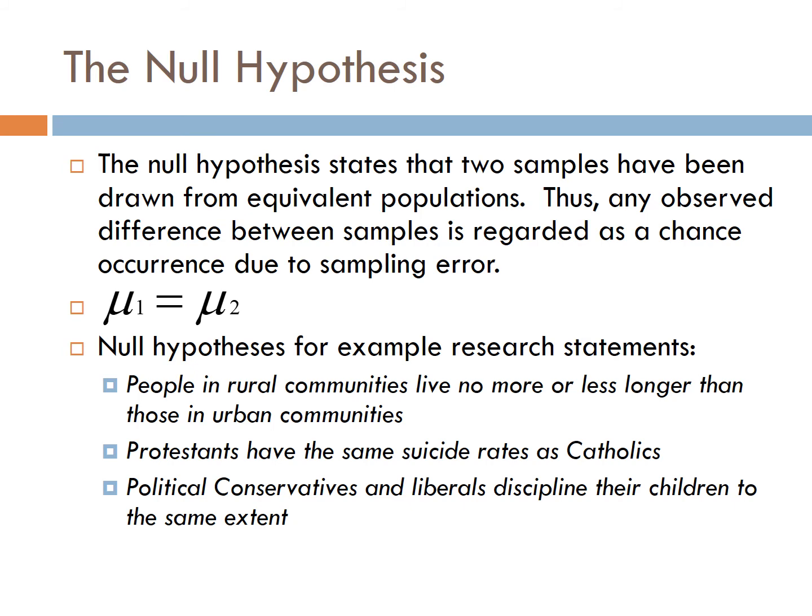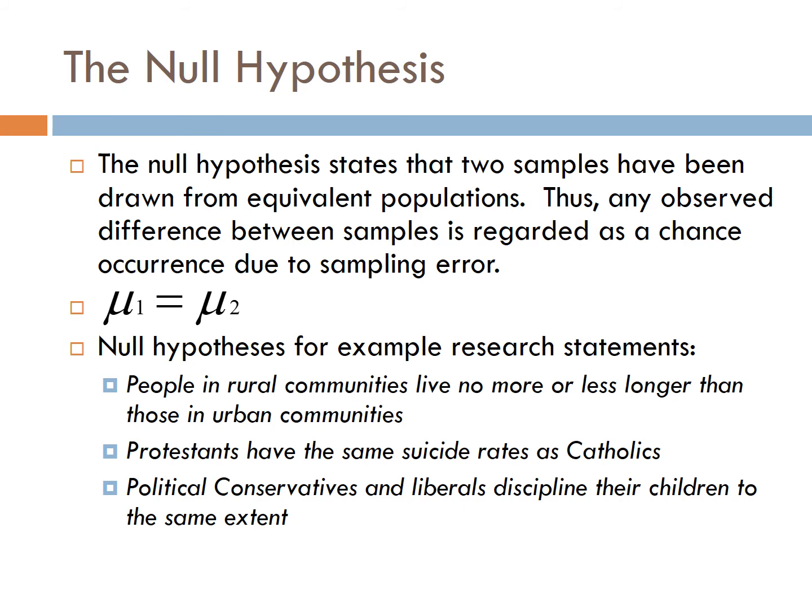So the null hypothesis states that two samples have been drawn from equivalent populations. Thus, any observed differences between samples is regarded as a chance occurrence due to sampling error. Null hypothesis, for example, research statements: people in rural communities live no more or less long than those in urban communities. Actually, today, rural communities have a lower life expectancy than urban communities.